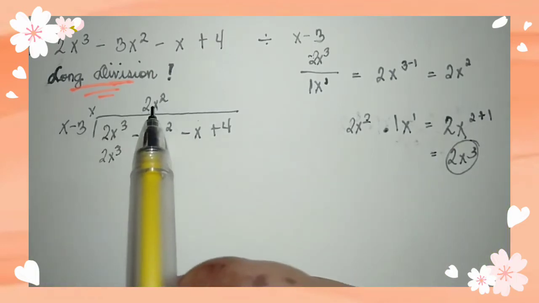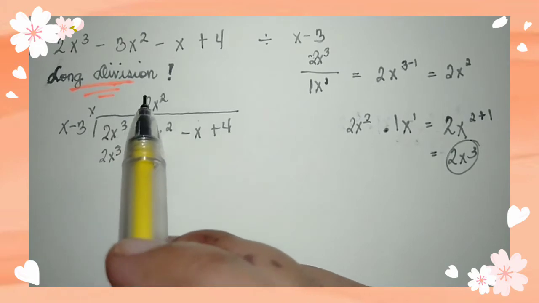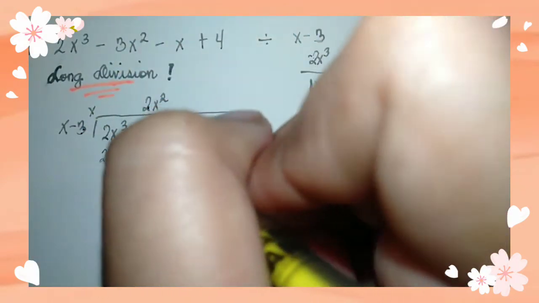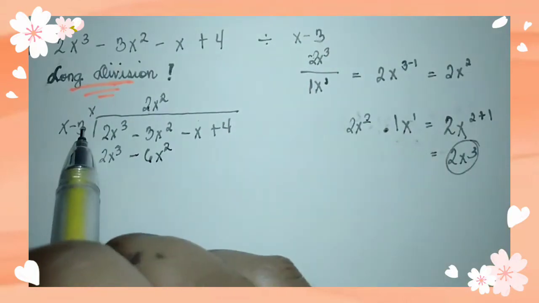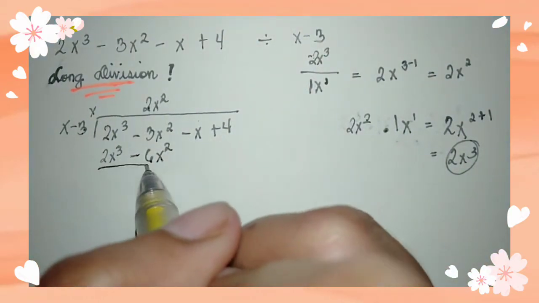Okay, so we have 2x squared times x is equal to 2x cubed. And 2x squared times negative 3, since negative 3 times 2 is negative 6, and then copy lang si x squared since wala namang variable si 3. Okay? So, lagay lang tayo ng line.